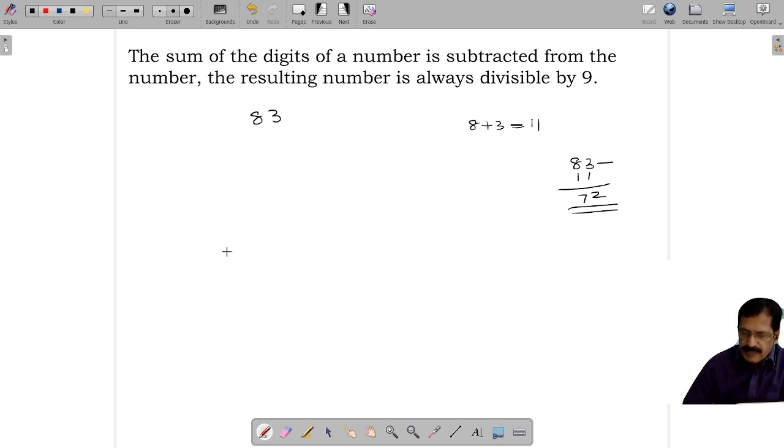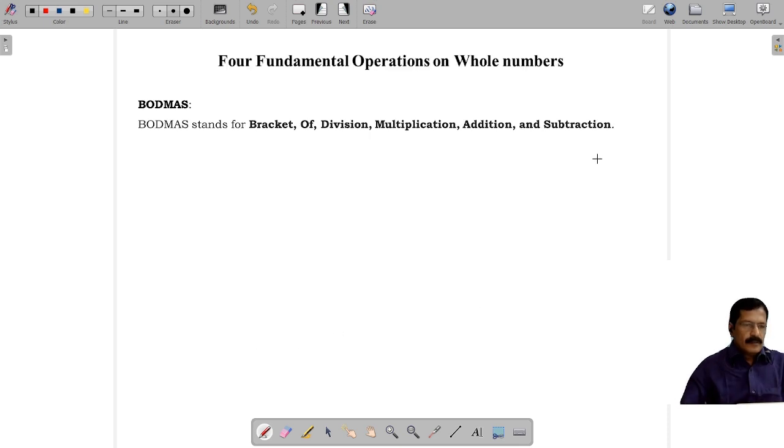How to check the divisibility by 9? You just add 7 and 2. You will get 7 plus 2, which is 9, divisible by 9. Now, if you take another example, 29. Now, what about the sum of the digits? 2 plus 9, again it is 11. So, 29 minus 11 is 18. 18 is divisible by 9.